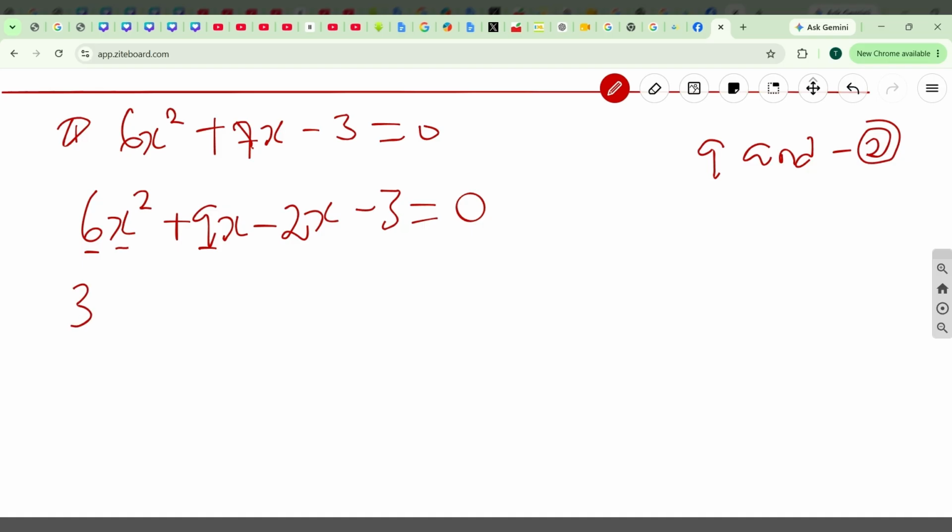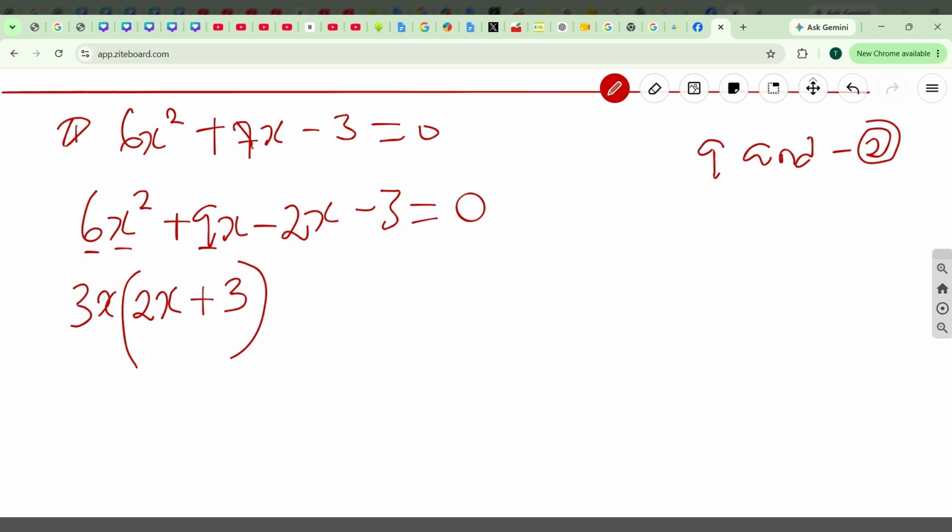And what's common between x squared and x? That's x. So I'm going to write it out, and then I write what's left. What's left in 6x squared is going to be 2x plus 3. Because if you do 3x times 2x, you're going to have 6x squared. If you do 3x times positive 3, you're going to have 9x.